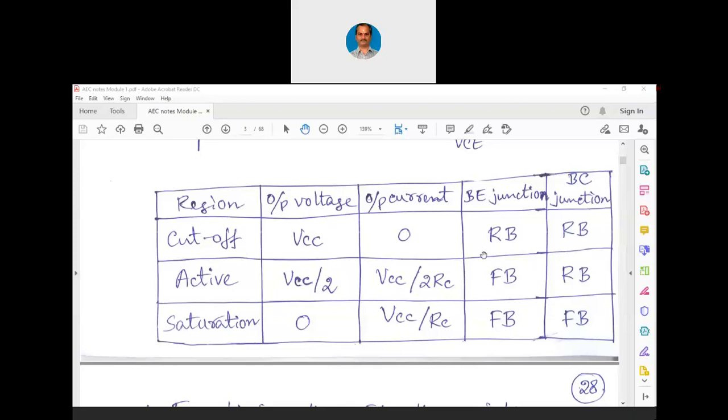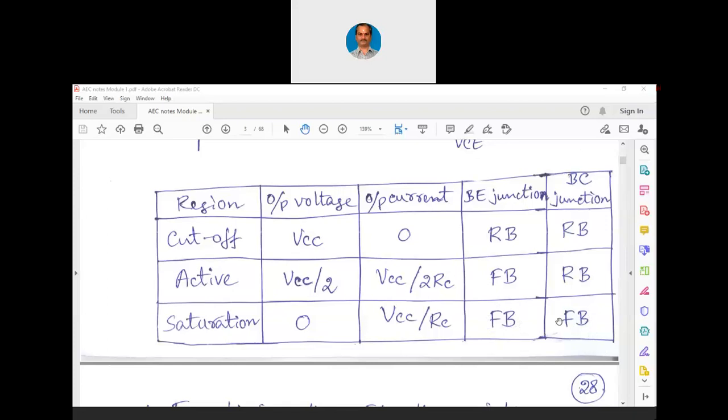Now in the cutoff region, the base to emitter junction is reverse biased and the base to collector junction is also reverse biased. In the sense, the PN diode from base to emitter does not have enough drive, it is reverse biased. And even the base to collector junction is reverse biased because the transistor is not on. In the saturation region, the base to emitter junction is forward biased. If you visualize that PN junction, it is forward biased because there is 0.7 volts. Similarly, in the saturation region, the base to collector junction is forward biased.